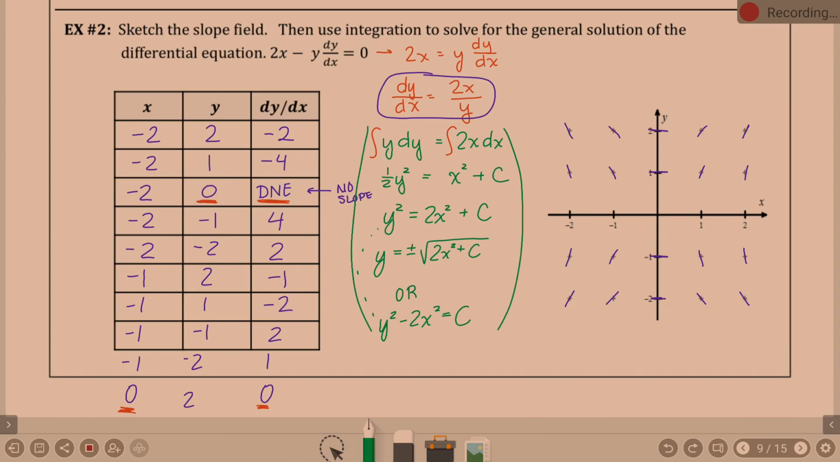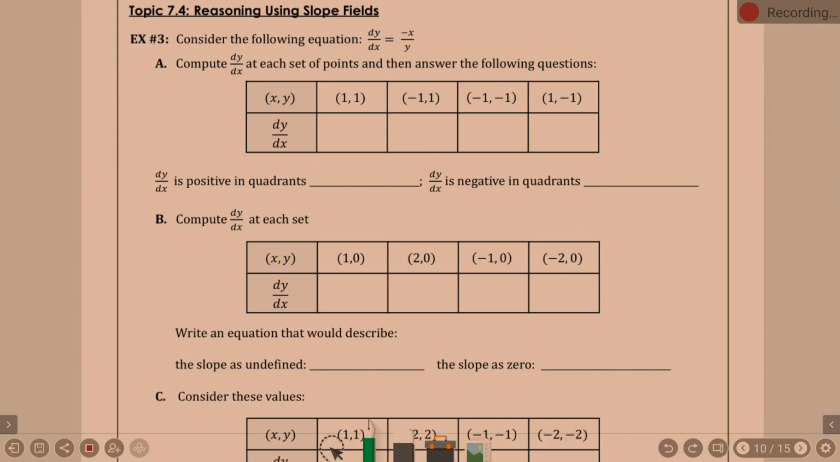Okay. Now, we're going to spend a little time looking for patterns. We kind of started looking for patterns here, right? I didn't work out every single x-y pair, because all my signs are going to flip, as you realize. And in that particular case, each quadrant had its own sign, didn't it? Positive or negative. Okay, so let's look at example 3 here.